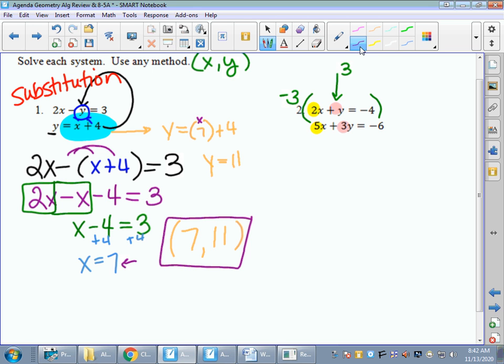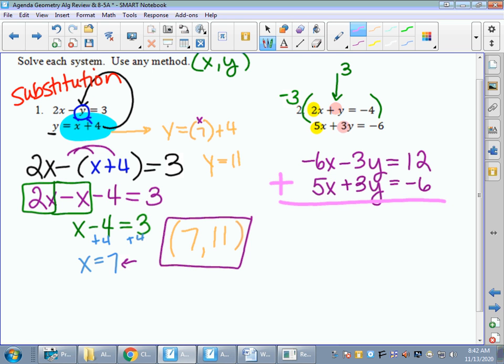So when I distribute that, I get a negative 6x. Negative 3 times y is negative 3y. Bring the equals down. Negative 3 times negative 4 is 12. I do not need to change my other equation at all because it's already got a 3 for its coefficient of y. Now comes the really nice sneaky part. Add straight up and down. What do you notice is going to happen with our y's then? Negative 3y plus 3y, those guys cancel out or they get eliminated. That's why this is called elimination.